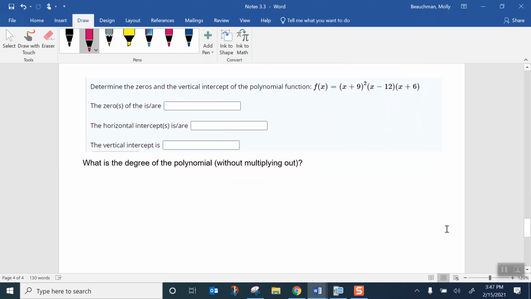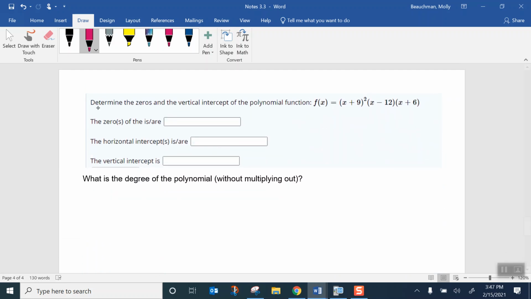All right, last example. Determine the zeros and vertical intercept of this polynomial function. And I do not want to multiply it out, okay? So the zeros, since it's already factored, set it equal to 0. The zeros are another word for the x-intercepts. So I have x plus 9 squared, or x plus 9 equals 0. And notice, it actually occurs twice. x plus 9 equals 0, x minus 12 equals 0, and x plus 6 equals 0.